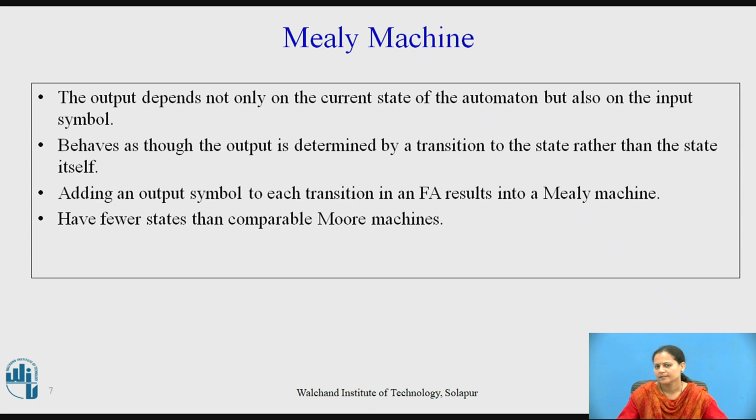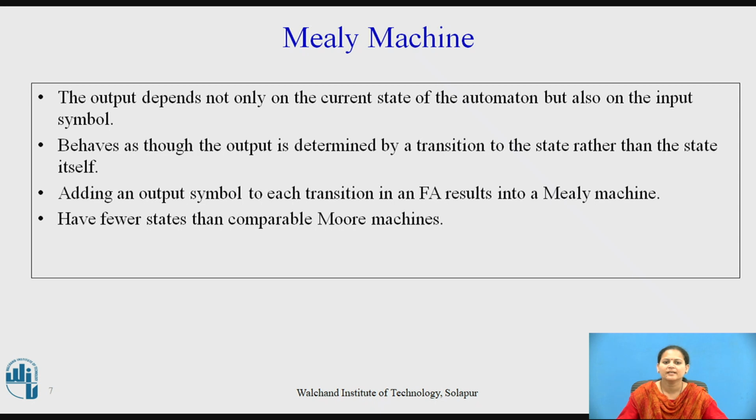Next comes the other type of transducer called a Mealy machine. In a Mealy machine, the output depends not only on the current state of the automaton but also on the input symbol. It behaves as though the output is determined by a transition to the state rather than the state itself. If we add an output symbol to each transition in a finite automaton, we get a Mealy machine.